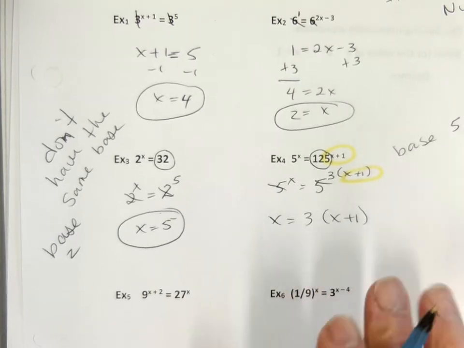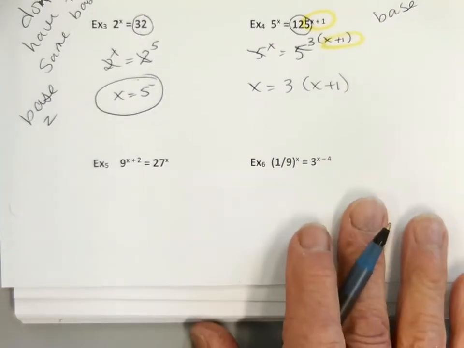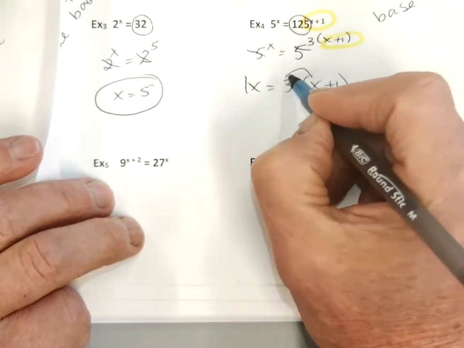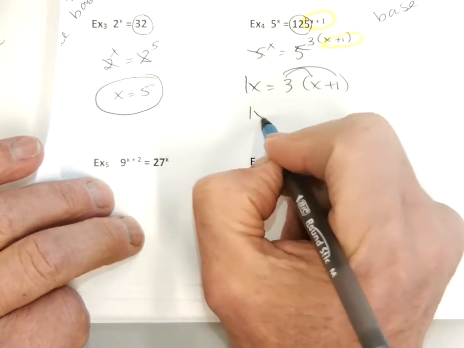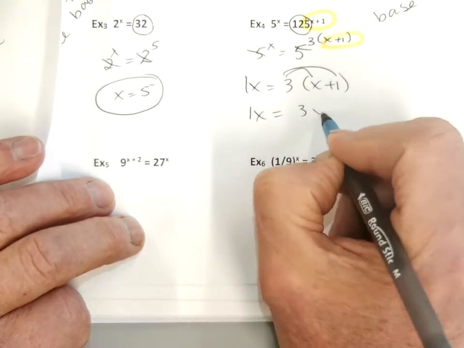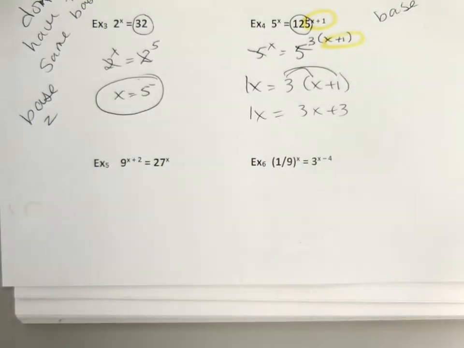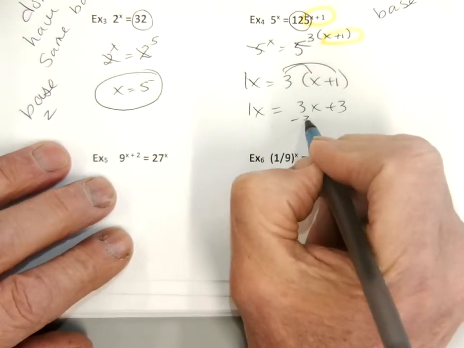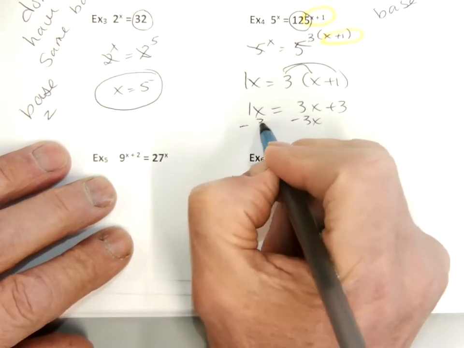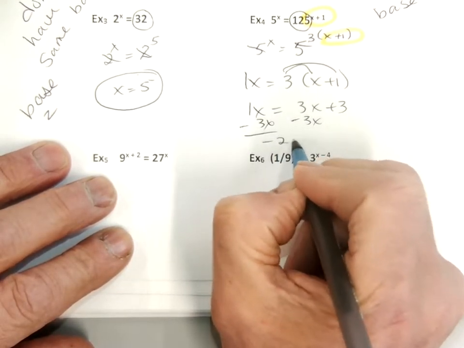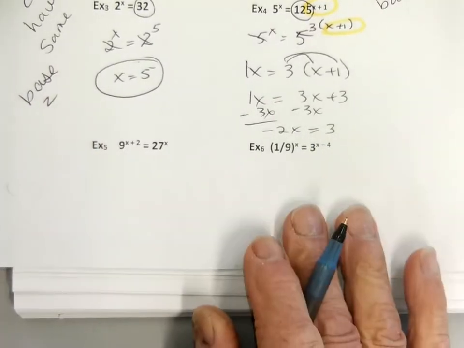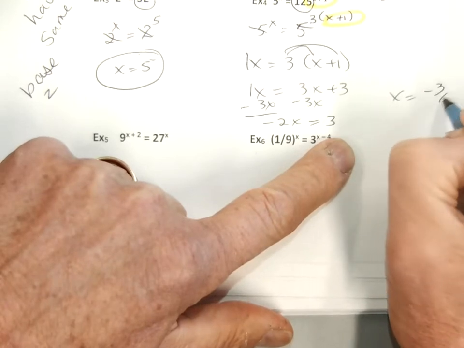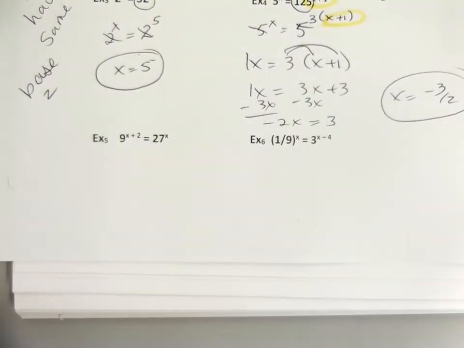Not too hard so far? Then distribute: 1x equals 3x plus 3. I'm going to solve for x. Minus 3x, minus 3x. Negative 2x equals 3. Divide, x equals negative 3 halves, or negative 1.5.